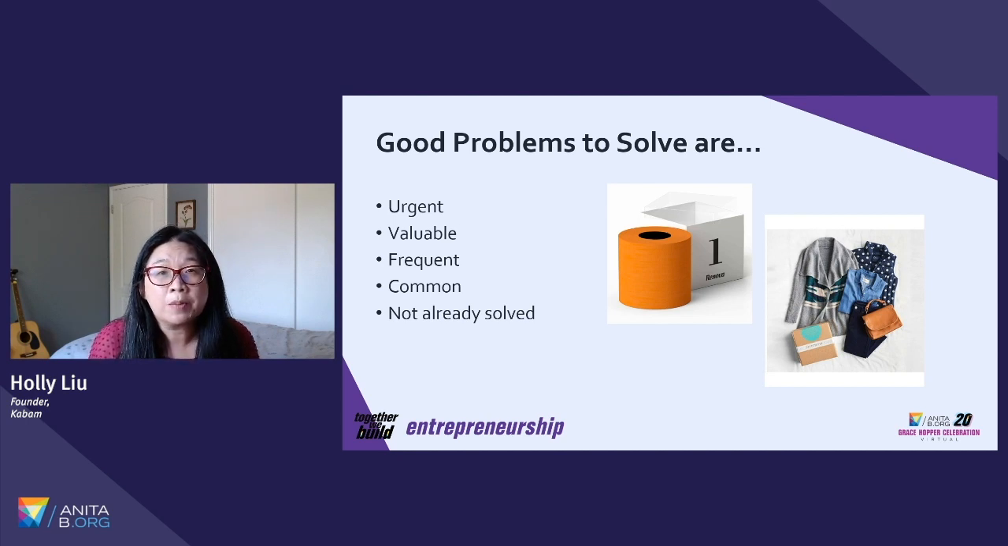It was very valuable. People were willing to pay that $25 styling fee. And it was frequent. We need to buy clothes several times a year, not just once a year. We have different occasions, different reasons why we need them. And it was common. Several people, many women needed this. It's so common that when she went IPO, she was a multi-billion-dollar company. And this wasn't already solved yet.